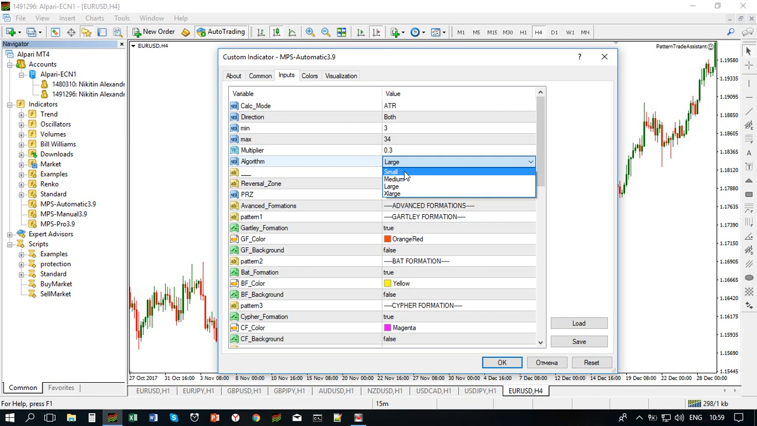You may have a small fractal based algorithm, but the pattern will be large. You see? The pattern will be large. The limitation for the size of the pattern is this minimum and maximum ATR or pips size of the XA leg. And vice versa, you may have a large fractal, but the pattern will be small, during some consolidation periods. So the algorithm and the pattern size are not equal. They are simply algorithms.